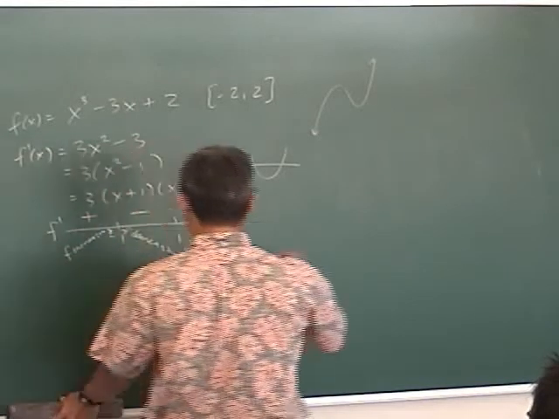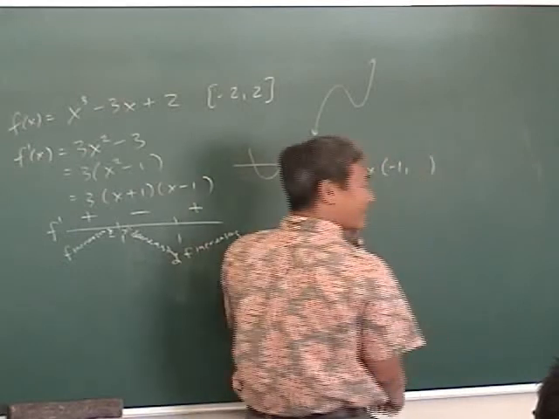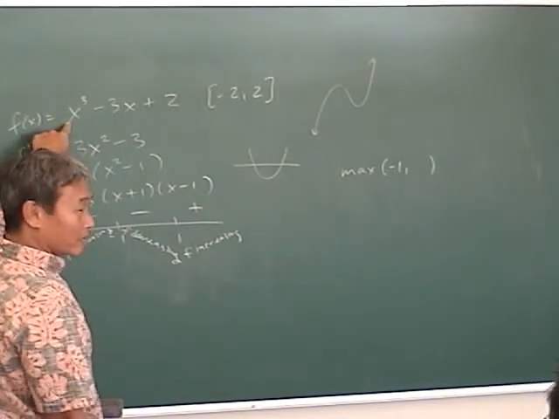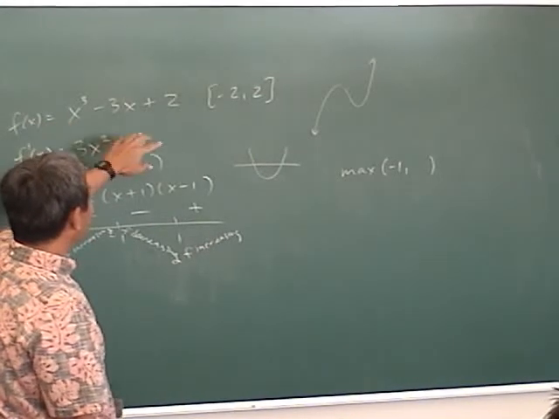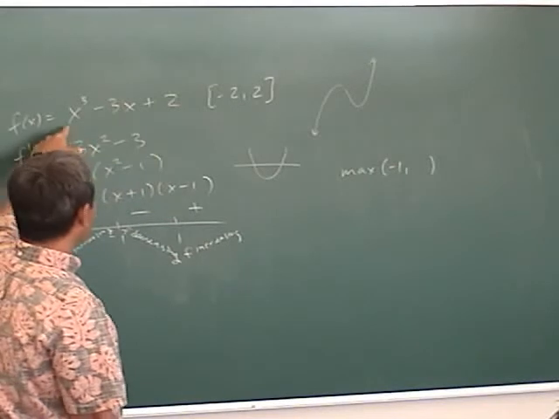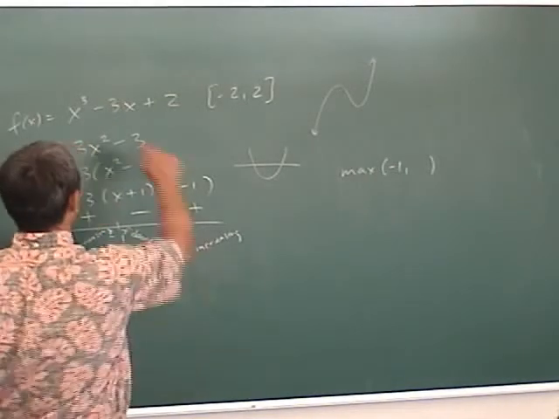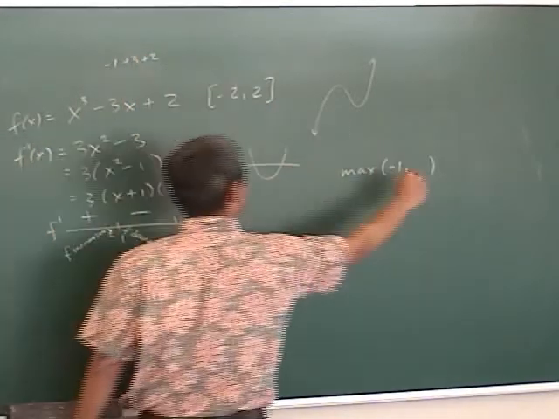So we know we have a maximum at -1. How do I figure out the y-coordinate? You plug it back into the original. The original tells you the y-coordinate. Can you guys do that? That's why I changed it from -2 to 2 instead of -3 to 3, because I had trouble plugging in. If I plug in -1, you get -1 plus 3 plus 2, which is 4.